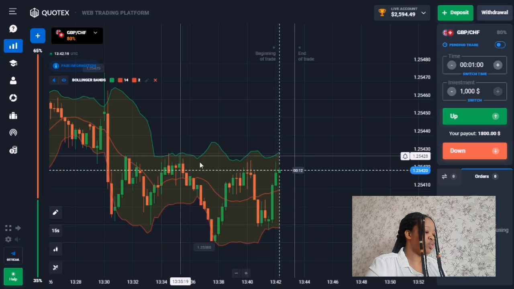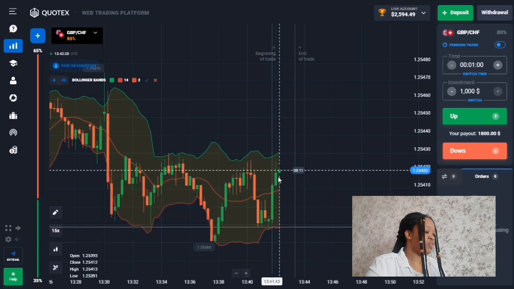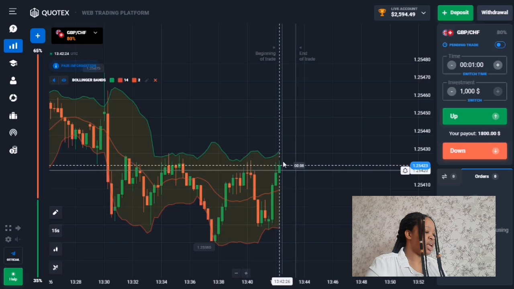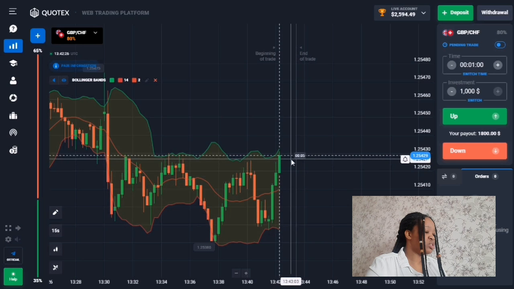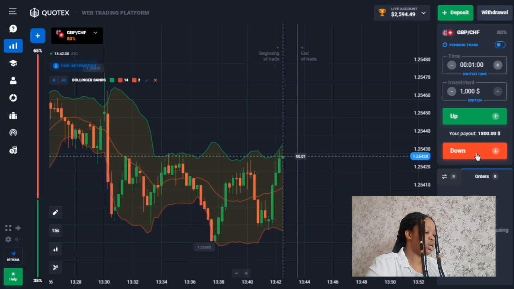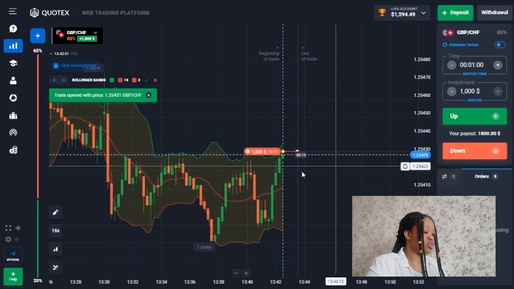Well, this is the price range here and the price has been moving in it and now it's trending to the upper border of the indicator. So I'm entering the market with a down trade expecting the rollback down. So I'll wait and see the results of the trade.